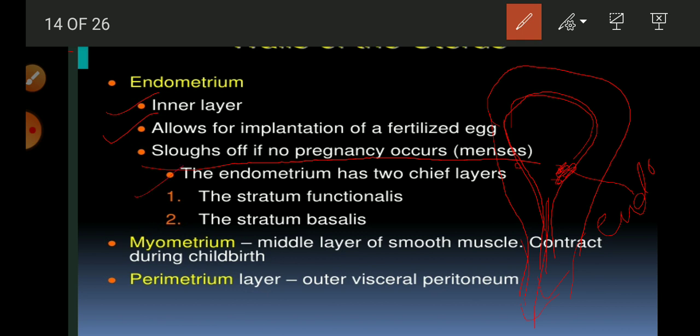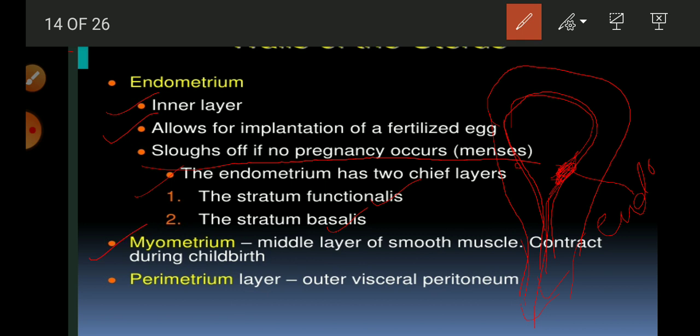The endometrium has two chief layers, called stratum functionalis and stratum basalis. These also have a great role in maintaining the pregnancy, like maintaining the implantation of the egg. Stratum basalis keeps the egg cell inside it, while the functionalis helps in the formation of the placenta in pregnancy, and if pregnancy does not occur, this layer sheds off.